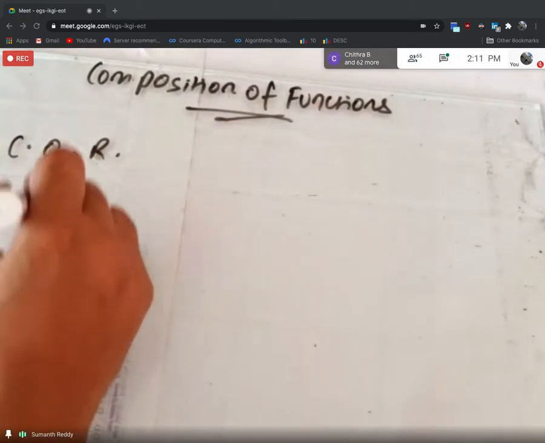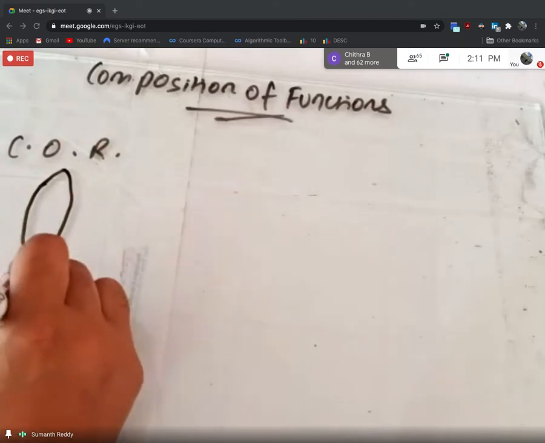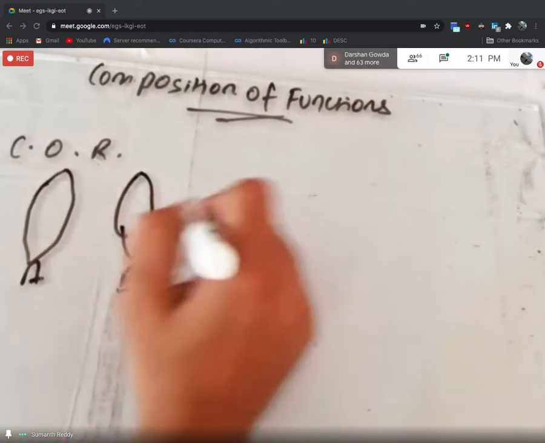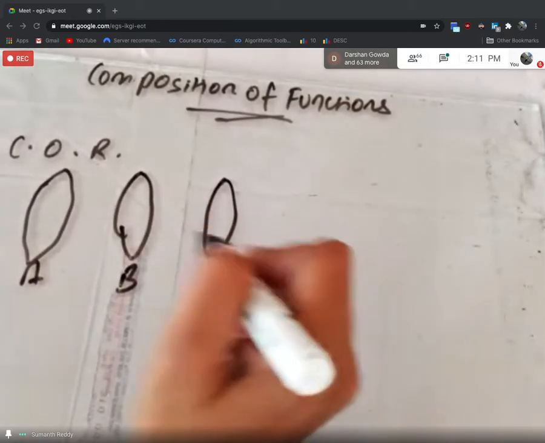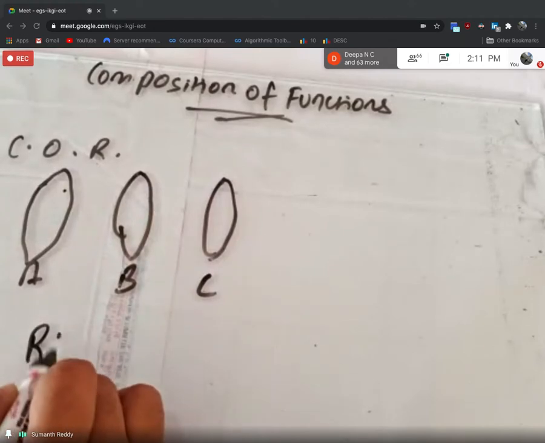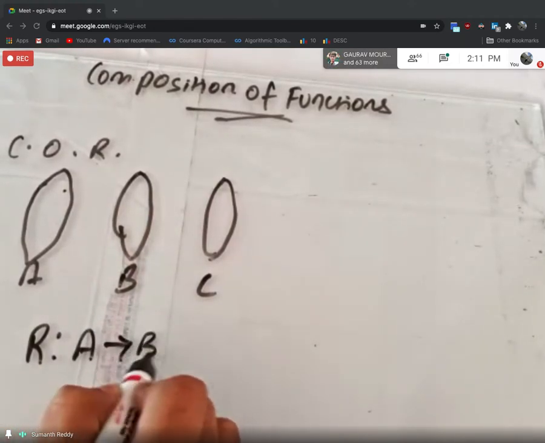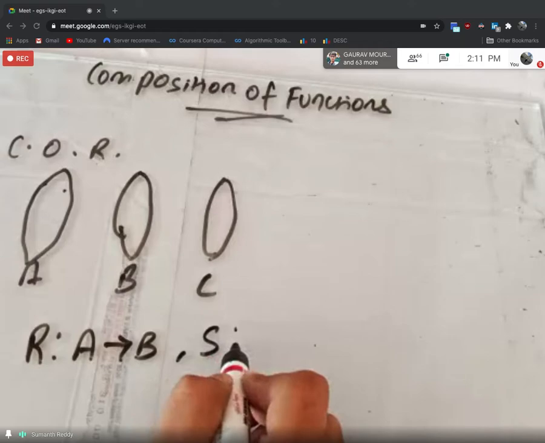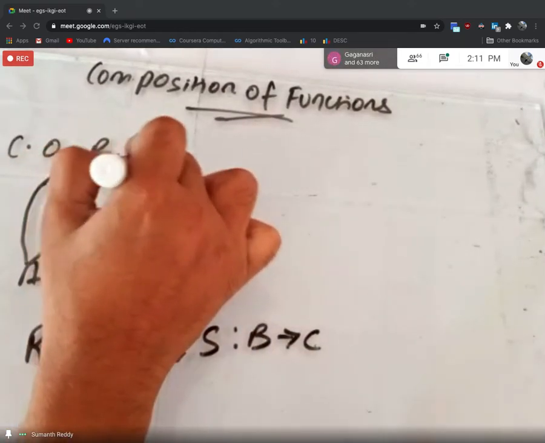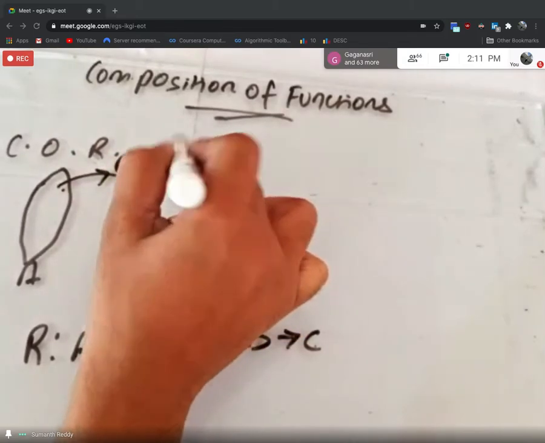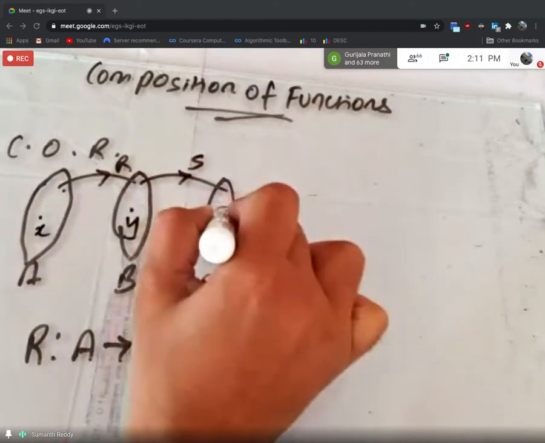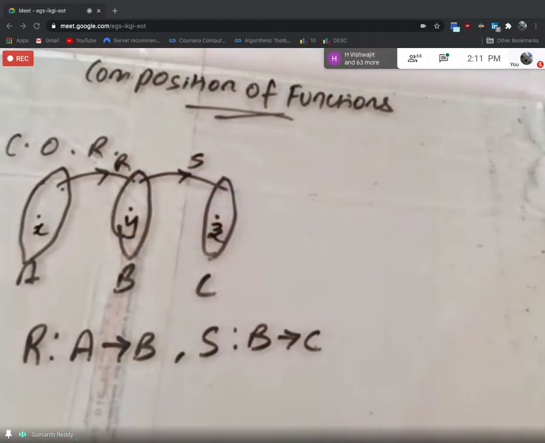Suppose we have three sets. Say for example, this is the set A, this is the set B, and this is the set C, right? And R is a relation from set A to set B, and S is a relation from set B to set C. Based on that, I'll represent it here. And the elements are X, Y, and Z.